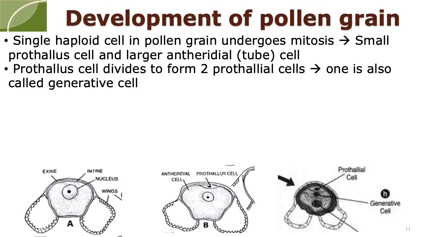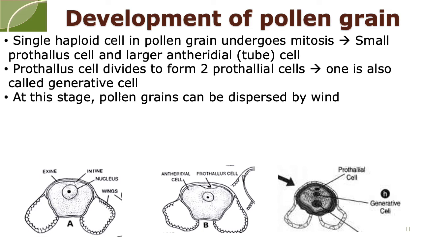The prothallus cell then undergoes further cell division to form 2 prothallial cells, and one of these prothallial cells is also called the generative cell, which is what we can see in the third figure. And so thus, now in that pollen grain, we have 3 cells. We have the prothallial cell, the generative cell, and we have the antheridial or the tube cell.